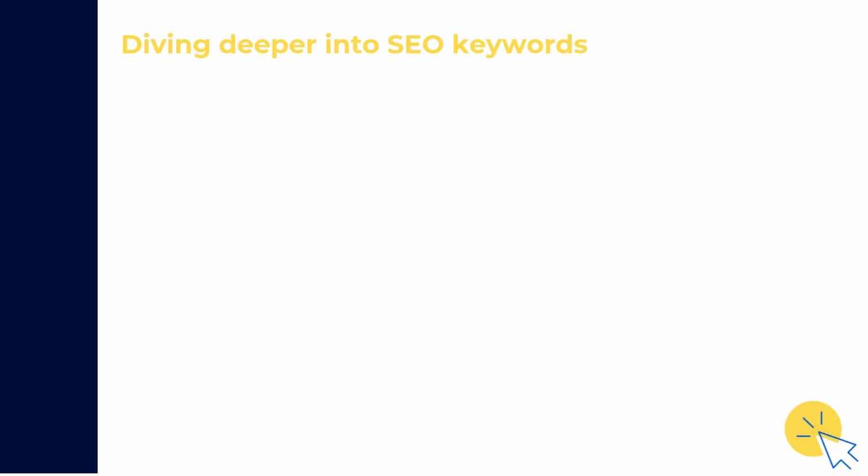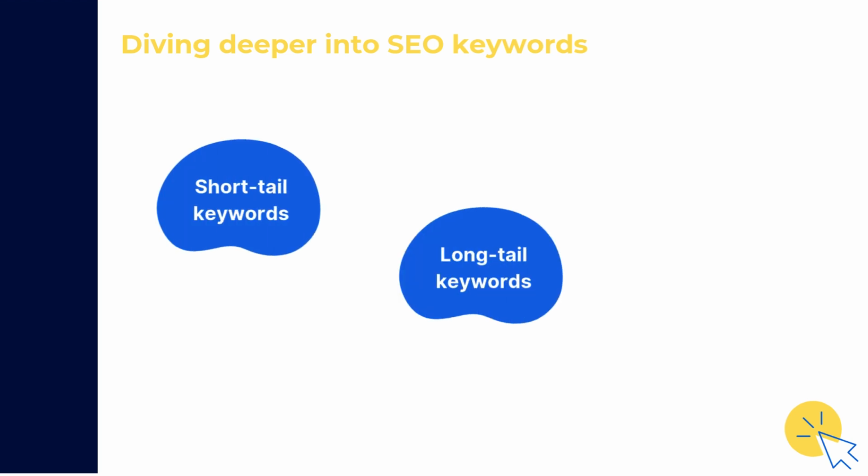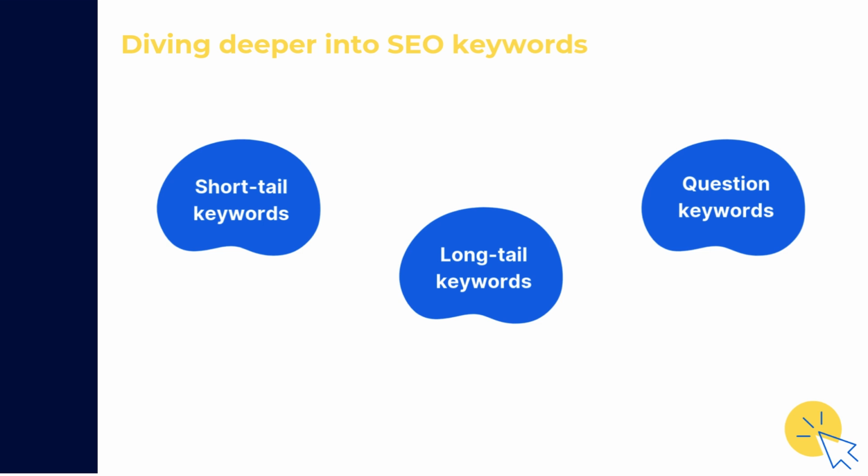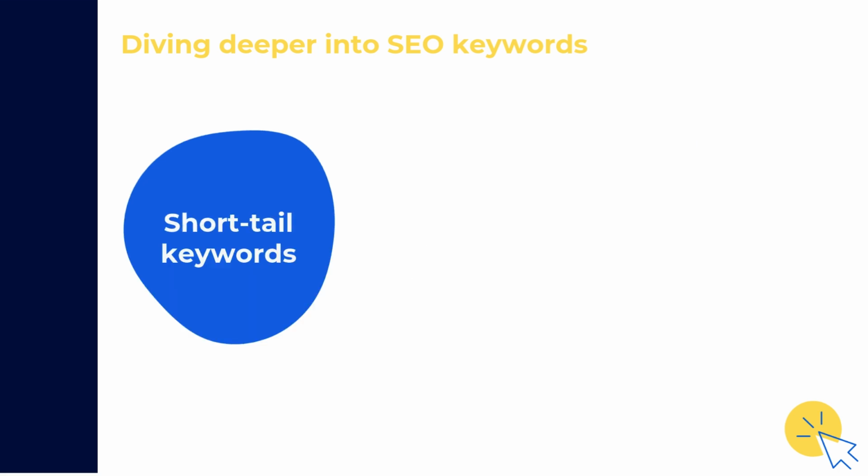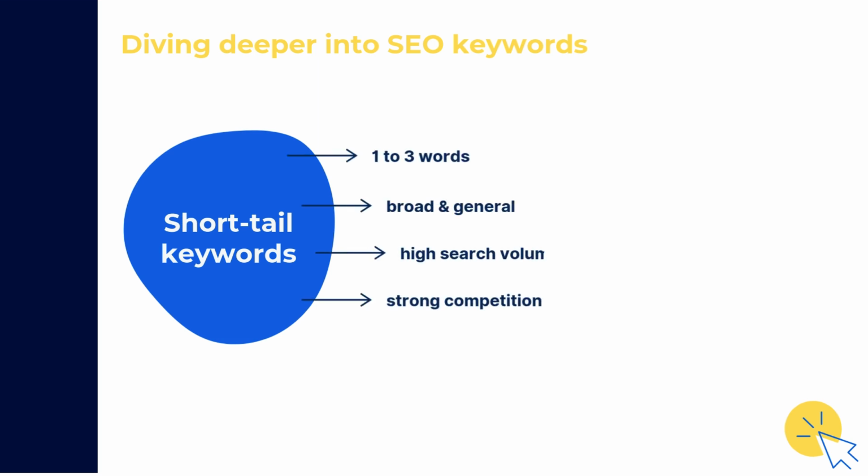Lastly, a transactional keyword could be "buy Harry Potter box set," meaning the user is ready to purchase. Now, let's dive deeper into SEO keywords. There are 3 other important categories to know: short tail, long tail, and question keywords. Think of short tail keywords as the big fish in a very crowded pond. They are broad, general, and super popular. Words like fitness, best travel destination, or sustainable fashion are only 1 to 3 words long. And sure, they'll get a lot of attention, but you'll be competing with just about everyone out there. It's like trying to shout over 100 people at a busy market, loud, but not always effective.